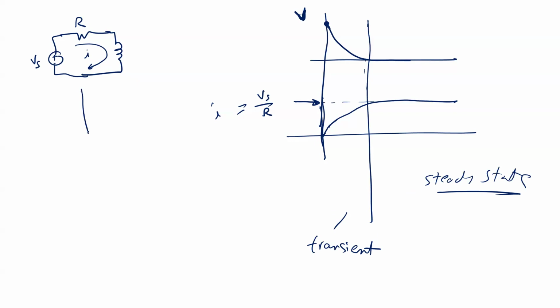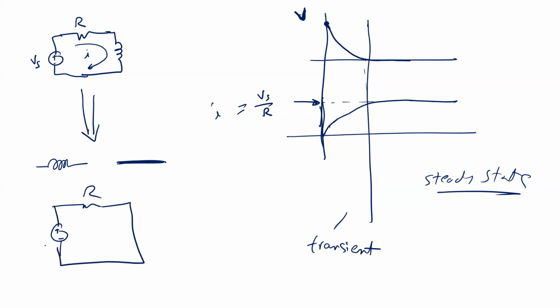In steady state, the inductor becomes like a short circuit. Why? Because you can see the voltage is equal to zero. At steady state, the voltage across the inductor is equal to zero, and when the voltage across anything is zero, it's a short circuit. So in steady state we have R and a short circuit here. What is the current here? The current is V divided by R, and this is the same current as here.